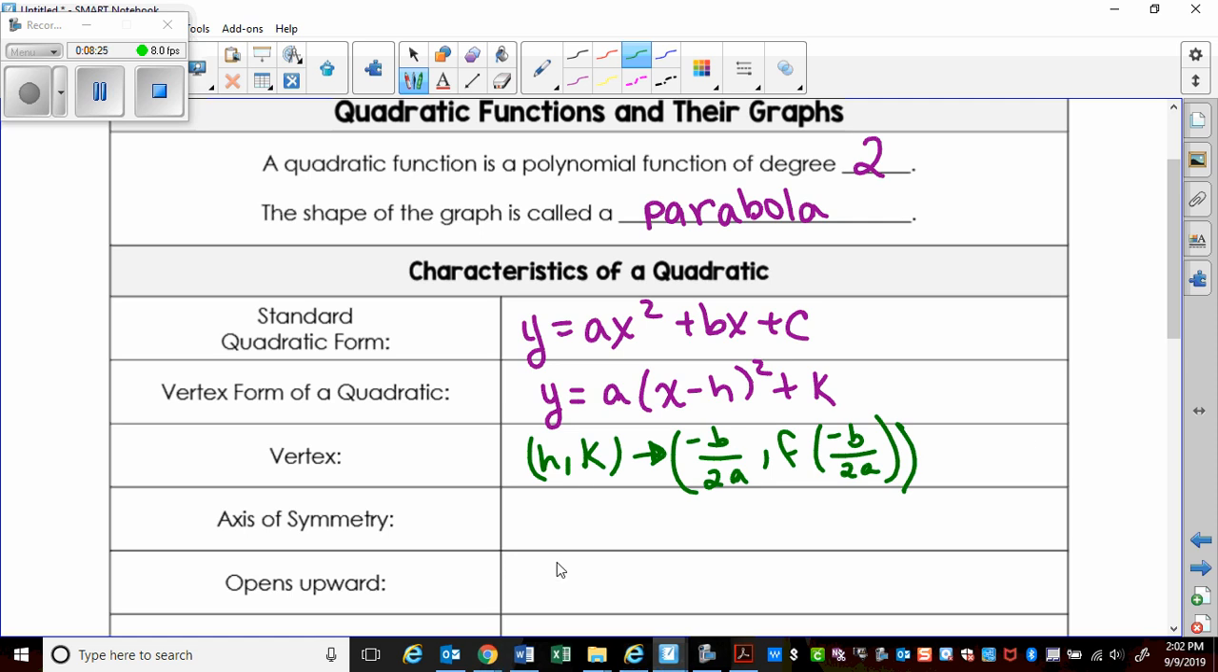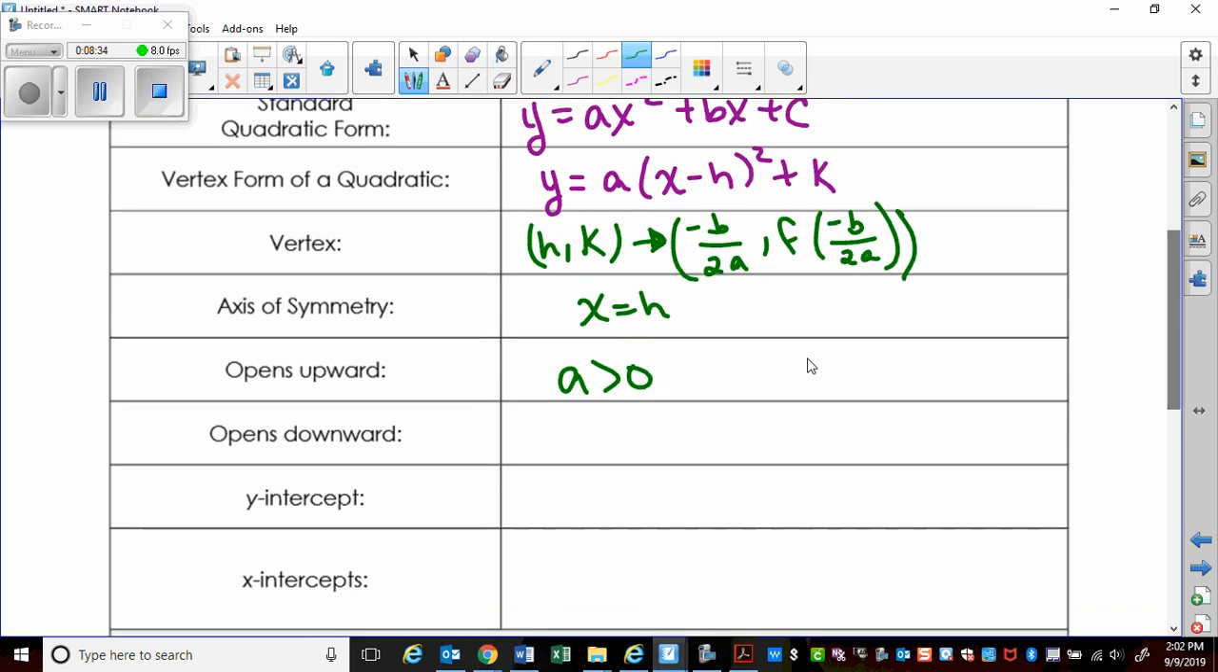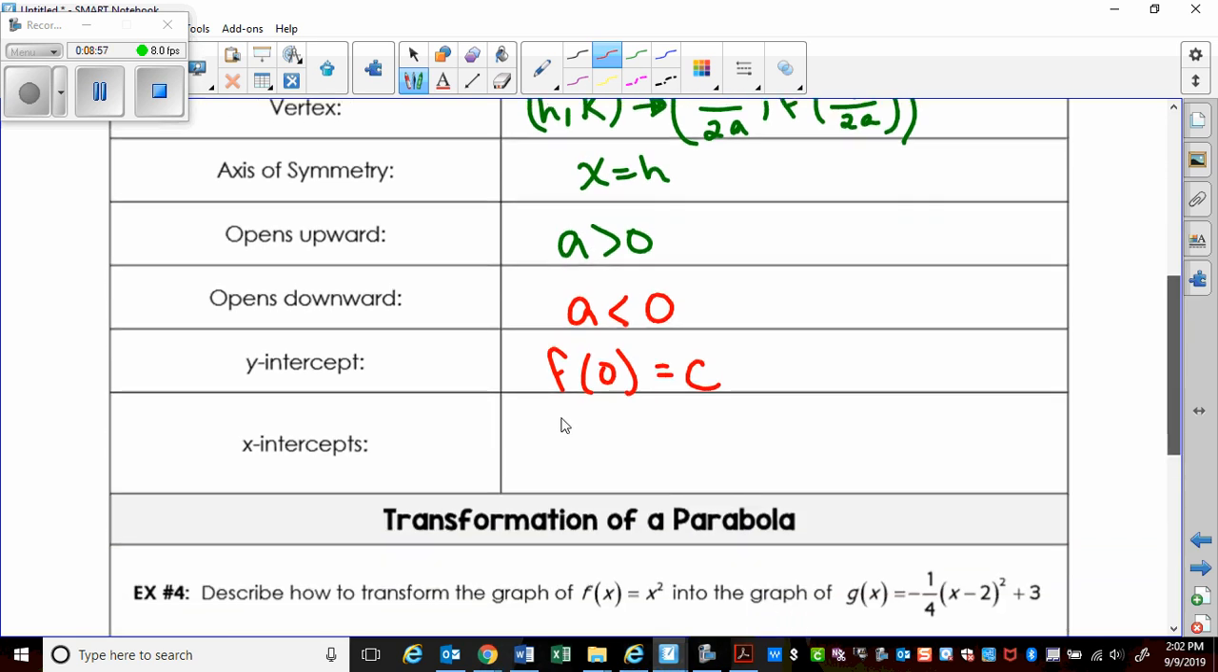Okay, the axis of symmetry is always x equals h. It opens upward when a is greater than 0, my coefficient in front of that x squared, but it opens downwards when a is less than 0. It cannot equal 0. My y-intercept is going to be when we substitute in 0 for x. And my x-intercepts is when we set the whole equation equal to 0. And this is what we usually have to do. We have to factor to figure this out.